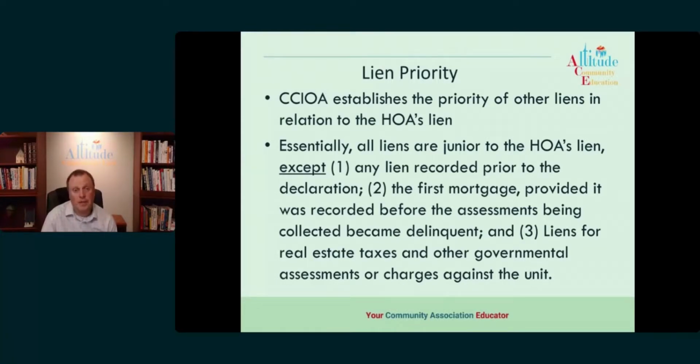The next would be the first mortgage, provided it was recorded before the assessments being collected became delinquent. So again, the only time that wouldn't be the case is if for some reason the owner had paid off their mortgage, then they become delinquent, and perhaps they're an older individual and they want to use a reverse mortgage. So it's possible that could come into play then, but again, it's pretty rare. And then liens for real estate taxes, other governmental assessments, or charges against the unit. So again, for the most part, the association's lien is going to be the top dog in terms of its priority for the super lien portion.